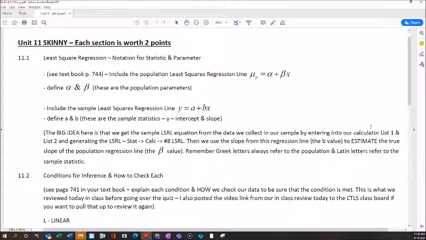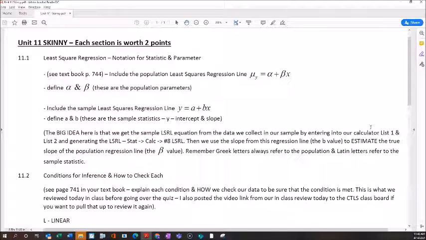In class, after a lot of you had logged off yesterday, we had some questions about the first section, 11.1, the notation for the statistics and the parameters. So let me just back up a second, to a 30,000 foot view of all this. At this point, do we understand what we're doing with inference in general?